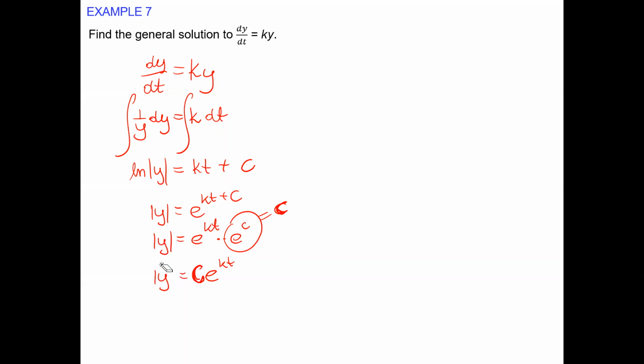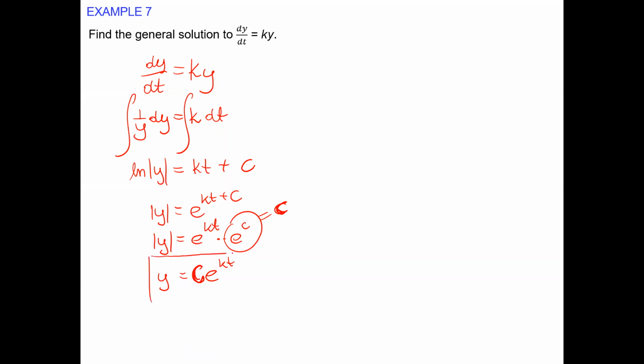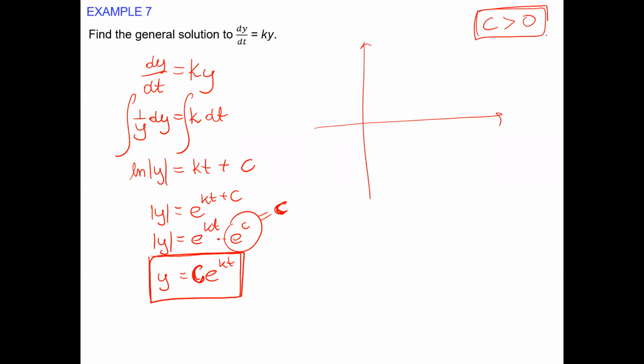Since the constant could be positive or negative, in general we will have this equation. That means this is the solution, c e to the power of kt. It's definitely exponential. Let's assume at the moment that the constant c is positive. This is y, this is t. If k is positive, we will have exponential growth. This is actually the initial value c.